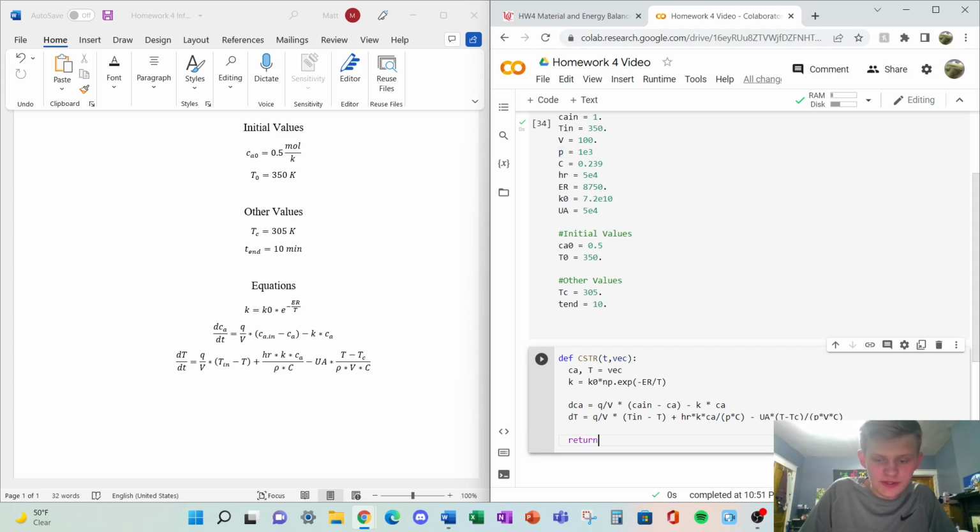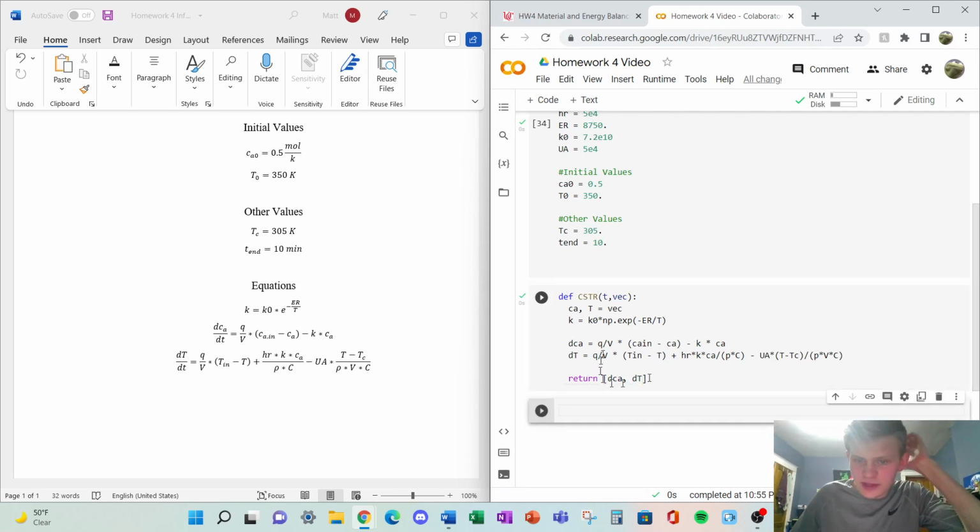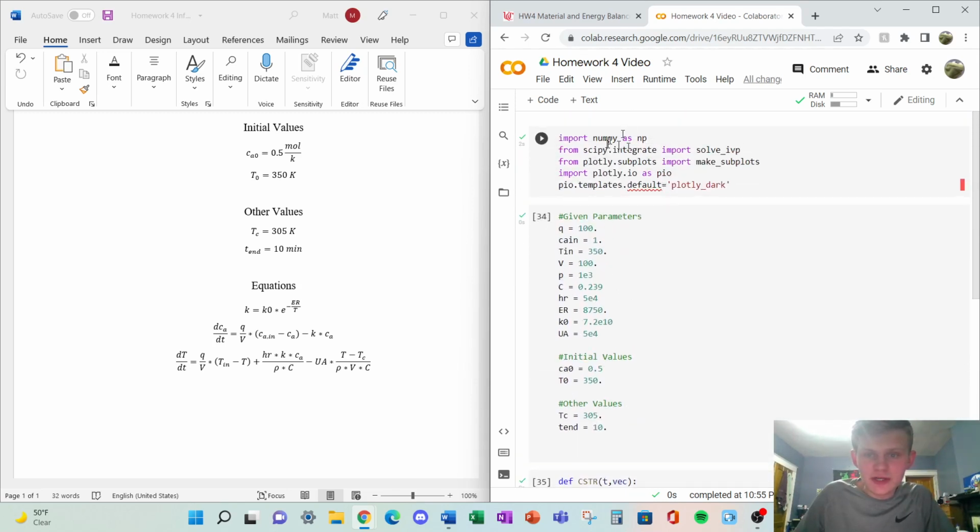And then what we want to do is return both of these functions as an array, because the solve IVP function will take an array. So the two values that this function is going to return are our rate of change for concentration and our rate of change for temperature. So it'll take both of these. That's looking good, and from here we can make our integration function.